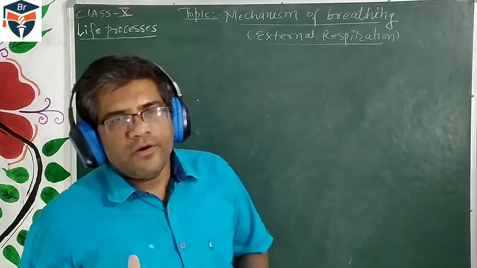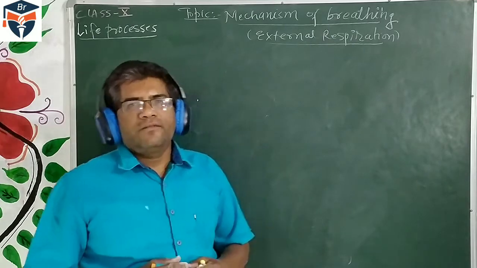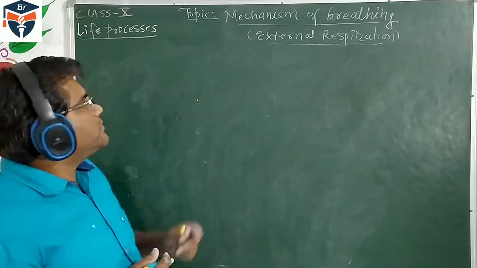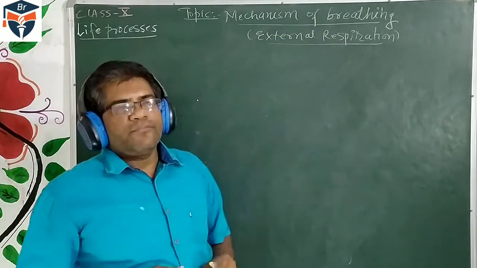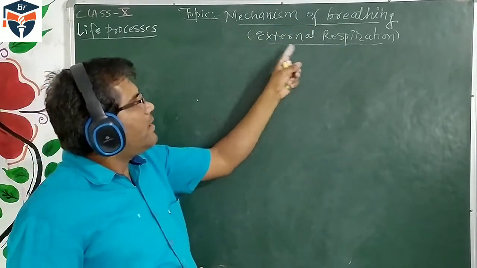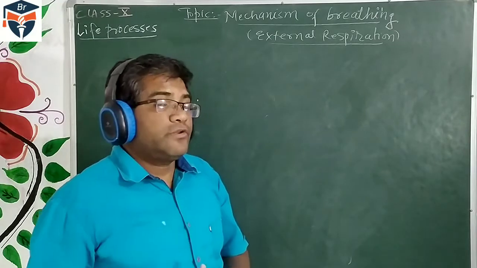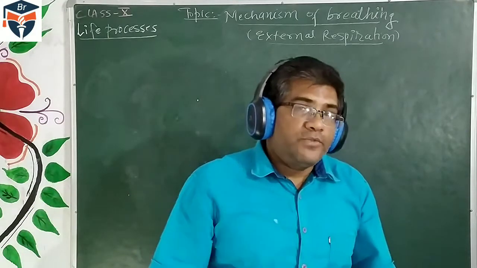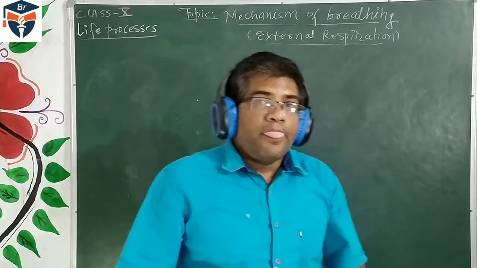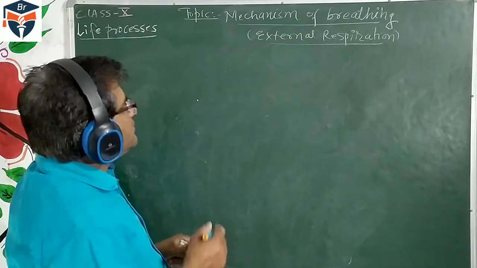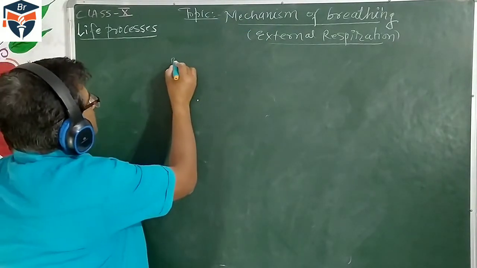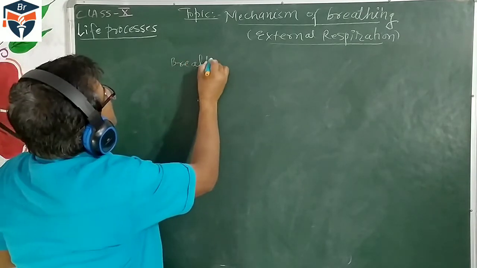Students, today we are discussing class 10, chapter Life Processes, and the topic is Mechanism of Breathing, or Mechanism of External Respiration. So, the physiology of breathing, we can say, the process of breathing. How does this breathing take place? First, children, we should understand what is breathing.